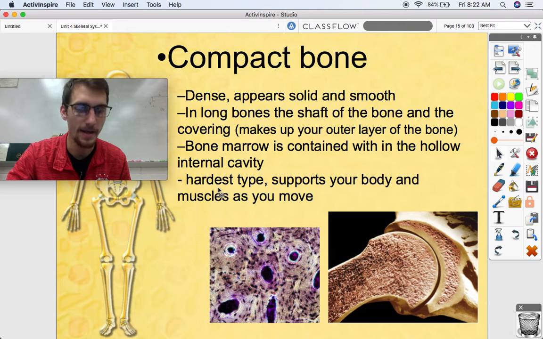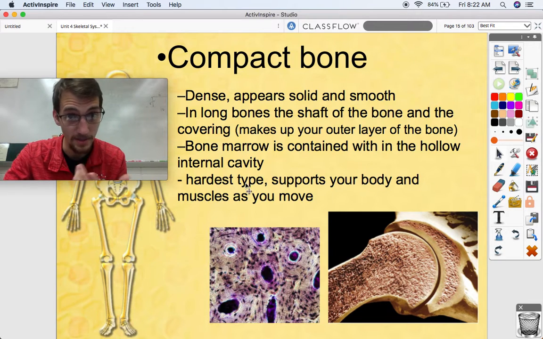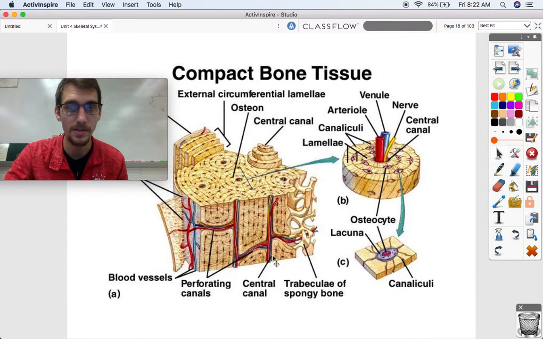There's not these holes in it like there are in spongy bone that we're going to see in a second. It's the hardest type, and it supports your body and muscles as you move. All right, so this is actually what compact bone tissue looks like.